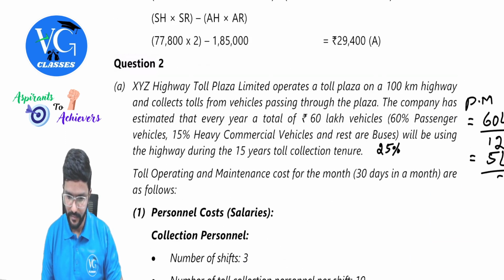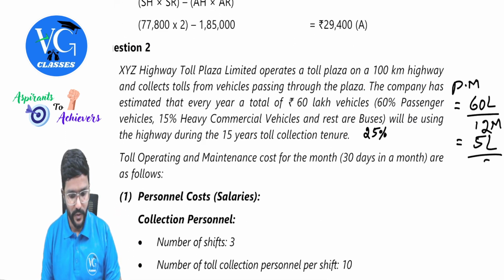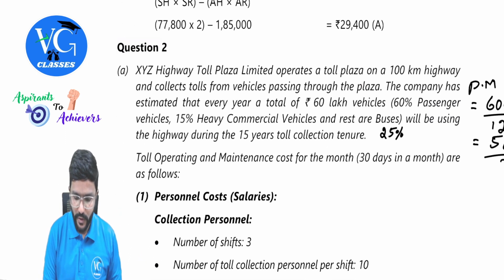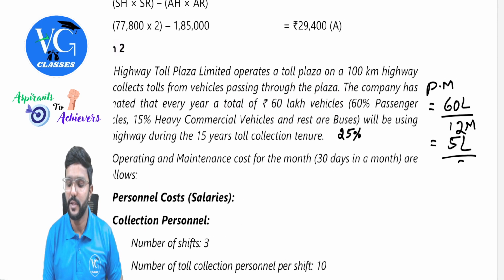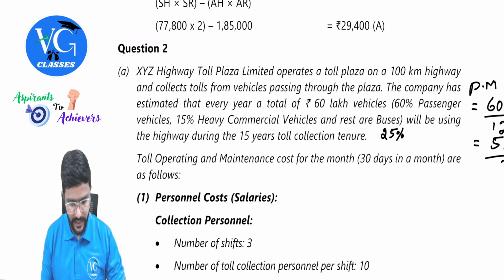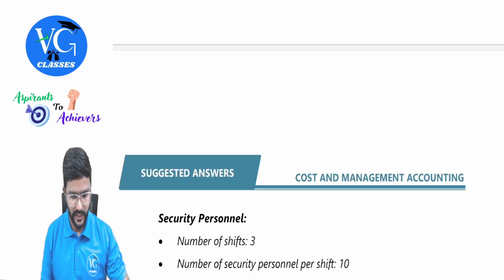So here they have told, totally 60 lakh vehicles will pass the toll in a year. So per month, how many vehicles? 5 lakh. I have just divided by 12. That's all. 5 lakh. Got it? Sure, we'll see the answer.